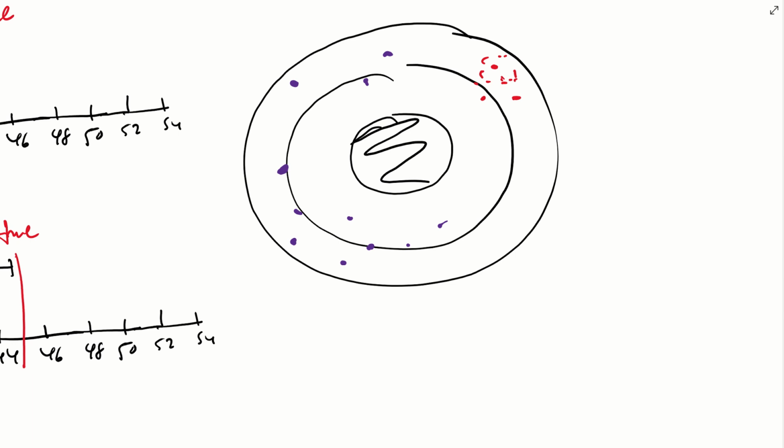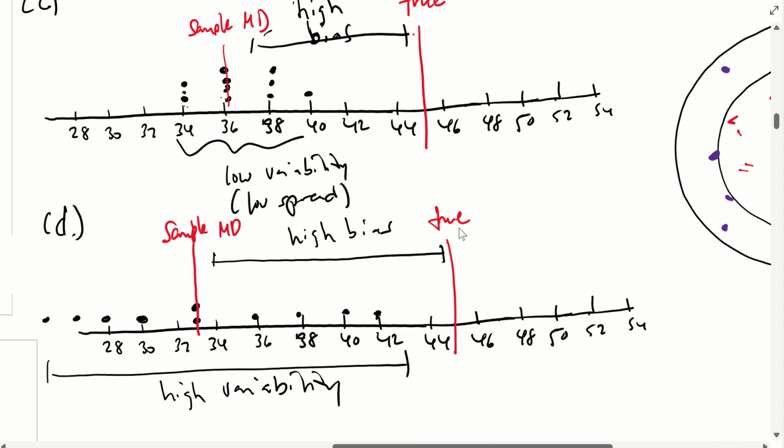All right, and then obviously if you got low bias, high variability, well then you're on target, but you also have spread out, right? And then low bias, low variability would be something like that. The dots are close together and they're pretty much averaging to be on target. Okay, so hopefully that makes sense.